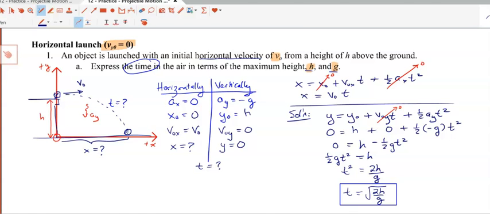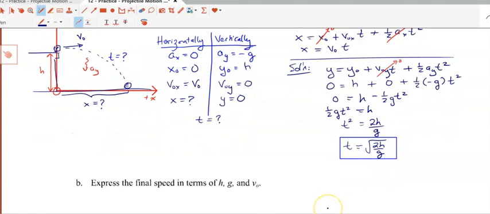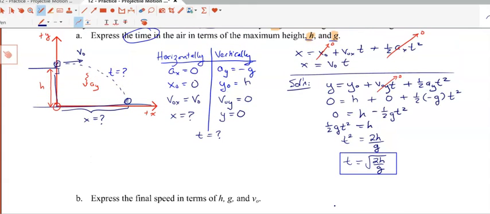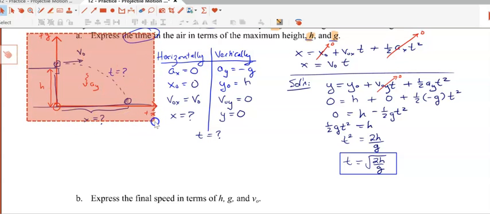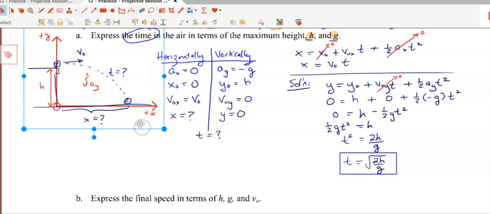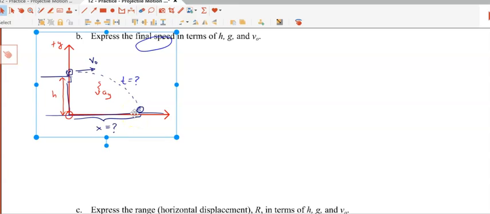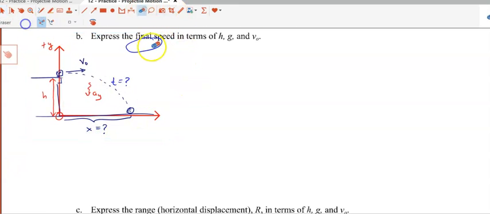Okay, so what about the next part? The next part asks for the final speed at which it hits, right? So maybe I will copy and paste this diagram over here if we can. All right, let's copy and paste. All right, can I move that over there? Let's go Command V here. There we go. And we are solving for the final speed, right?